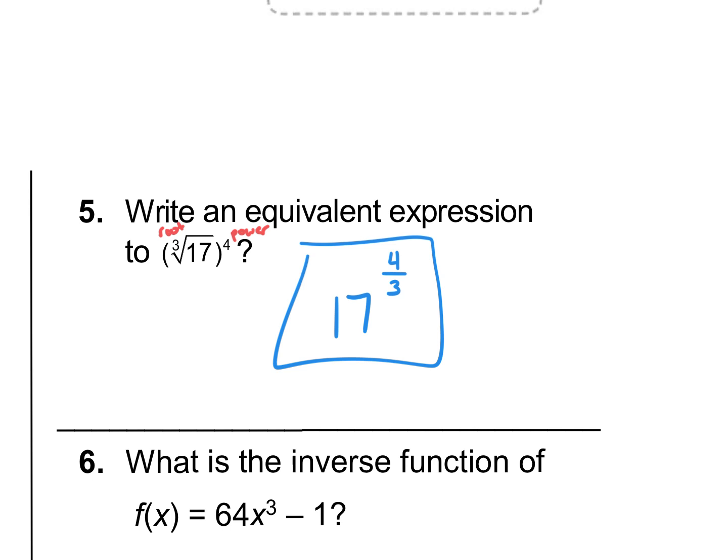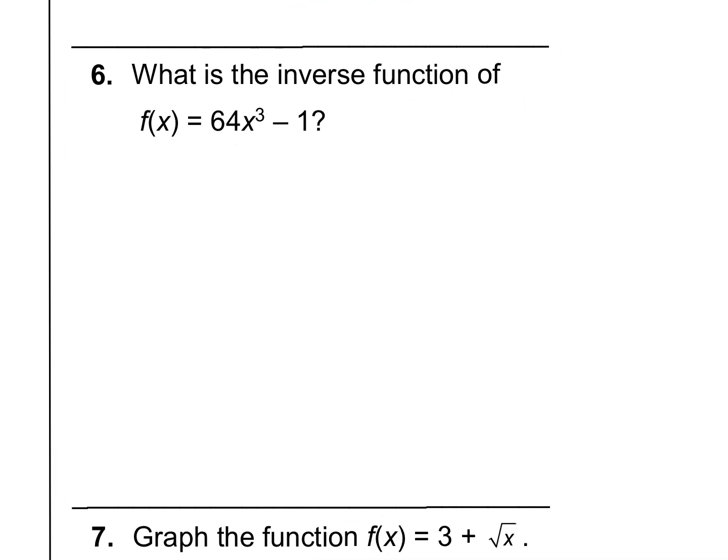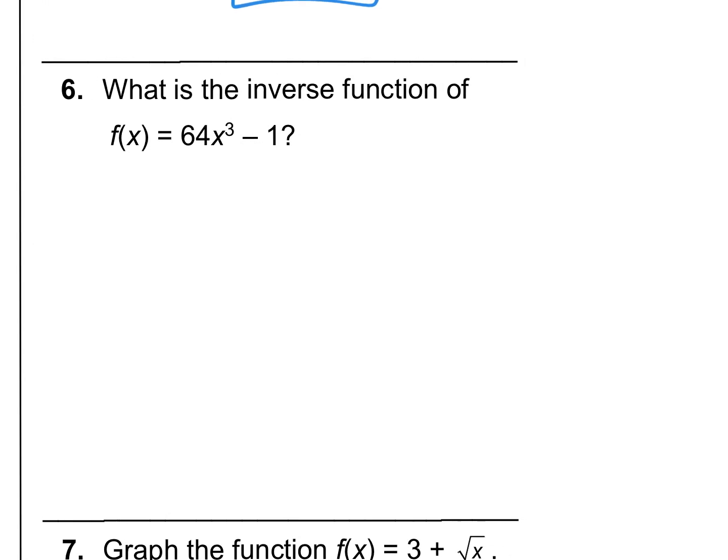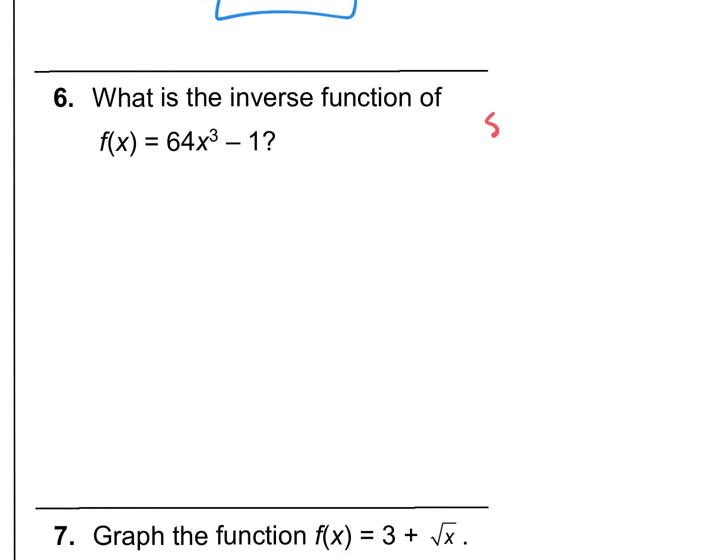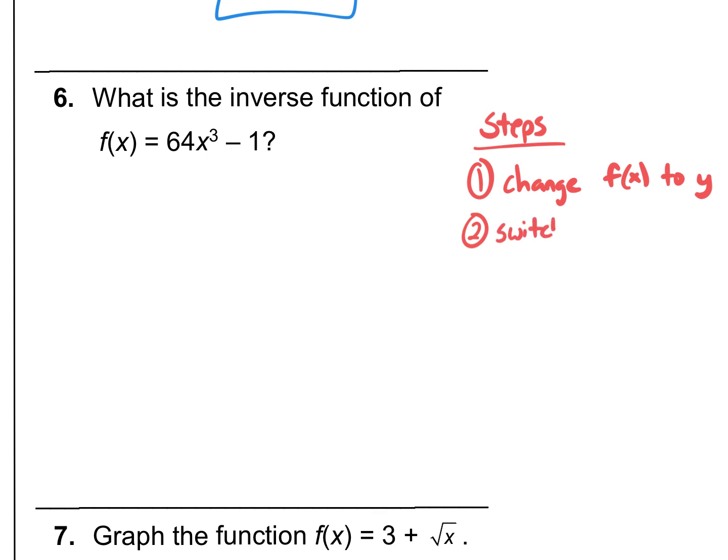Okay. Number 6, this is the most fresh in our brain. What is the inverse? Now remember, there were 3 steps to finding inverse. What was the first one? Change f of x to y. What was the second thing? Switch x and y. And then step 3, the last step, is solve for y. Okay, so let's follow those steps here.